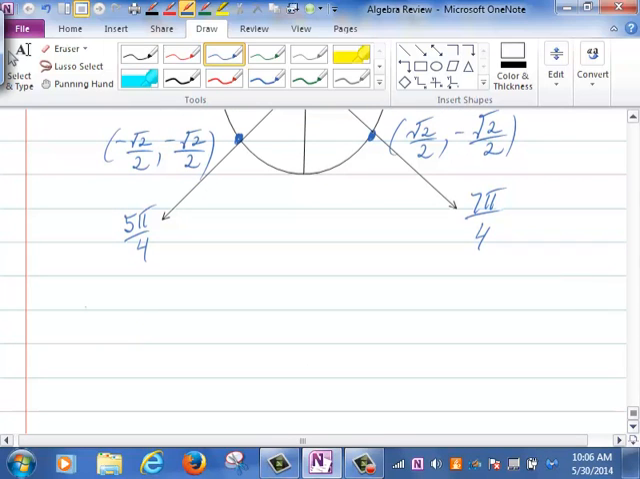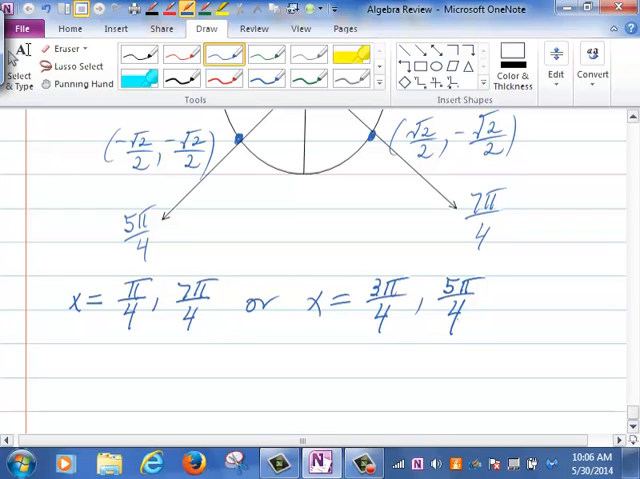So now we know that x has to be either pi over 4 or 7 pi over 4, or, when cosine x is negative root 2 over 2, I get x to be what? 3 pi over 4 and 5 pi over 4. So those are the solutions.